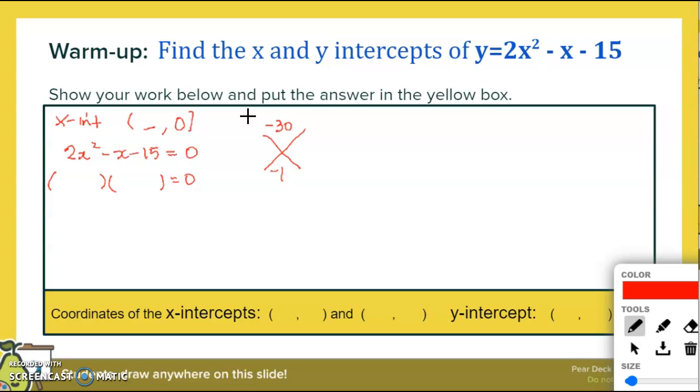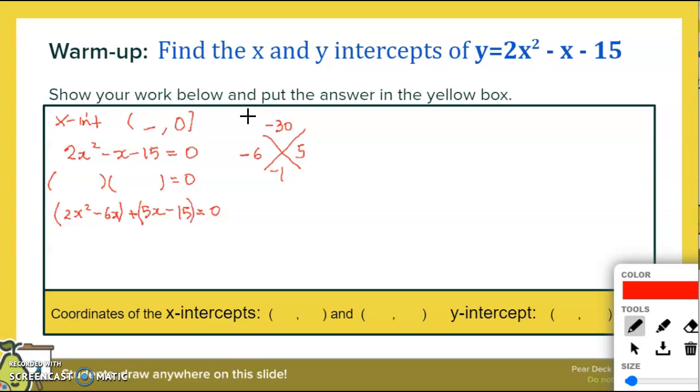Okay, so that would be 6 and 5 because the difference between 6 and 5 is 1. And I'm looking for the sum to be negative. That means I need the bigger number to be negative. So I have negative 6 and negative 5. So then I split the 2x squared minus x as 2x squared minus 6x plus 5x minus 15 is equal to 0. I am using the grouping method. Then I put my parentheses.